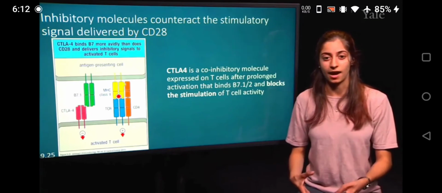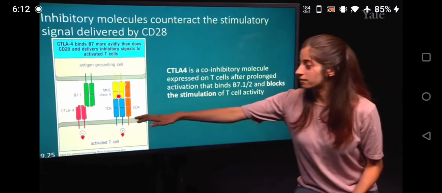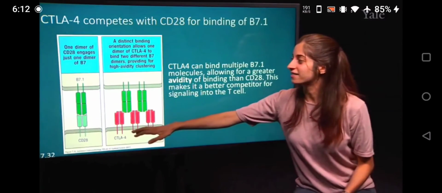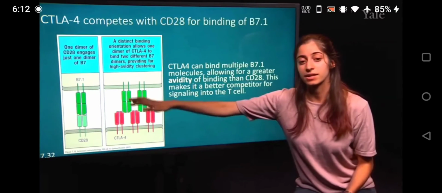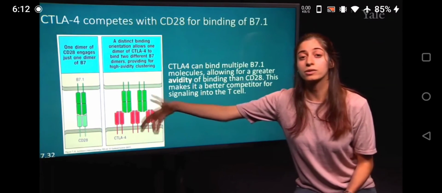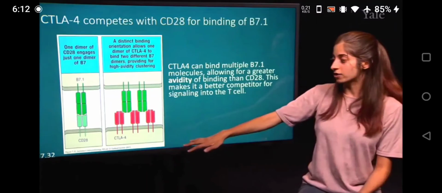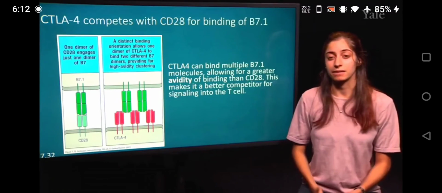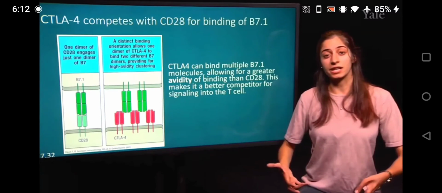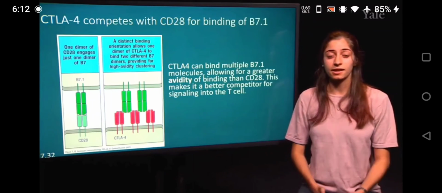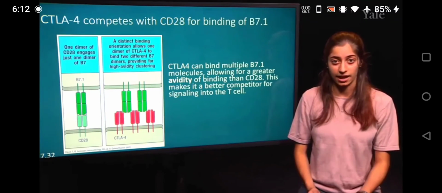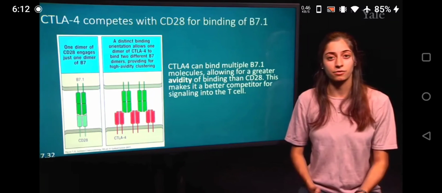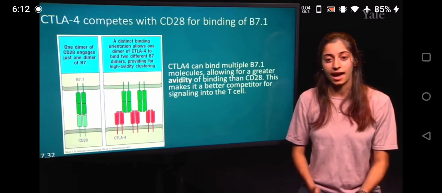You can see here that CD28 binds B7-1 only at one time. In contrast, CTLA-4 binds multiple B7 molecules at the same time. This stronger avidity of the interaction means that CTLA-4 will always outcompete CD28. So if a T cell is expressing both CD28 and CTLA-4, it will not become activated and instead will be inhibited from becoming activated.